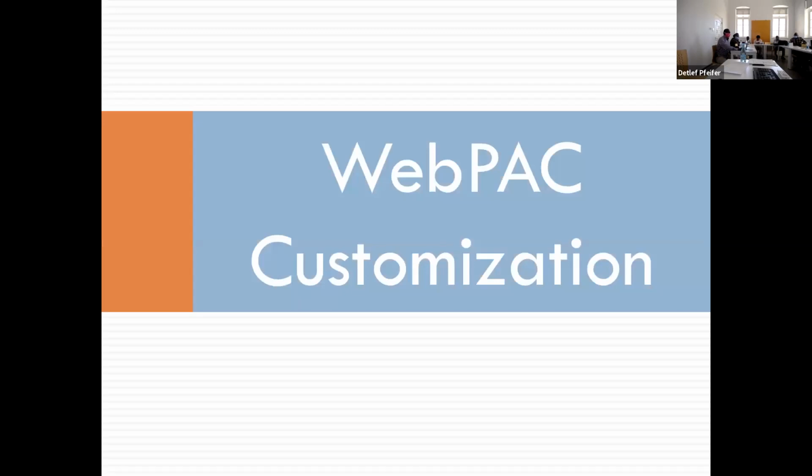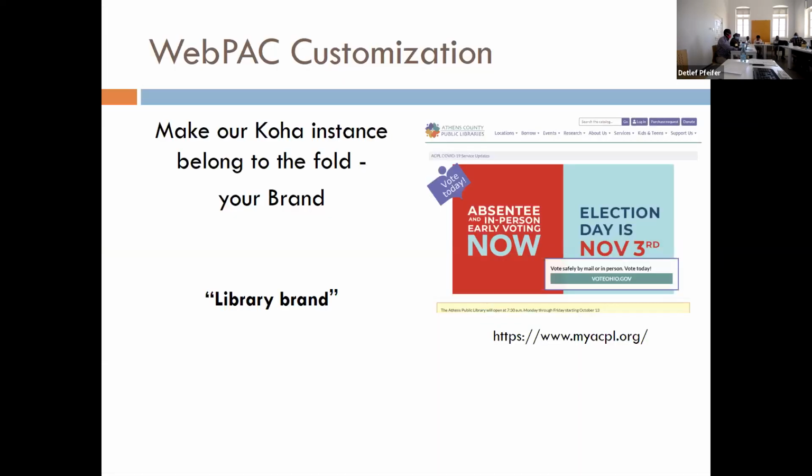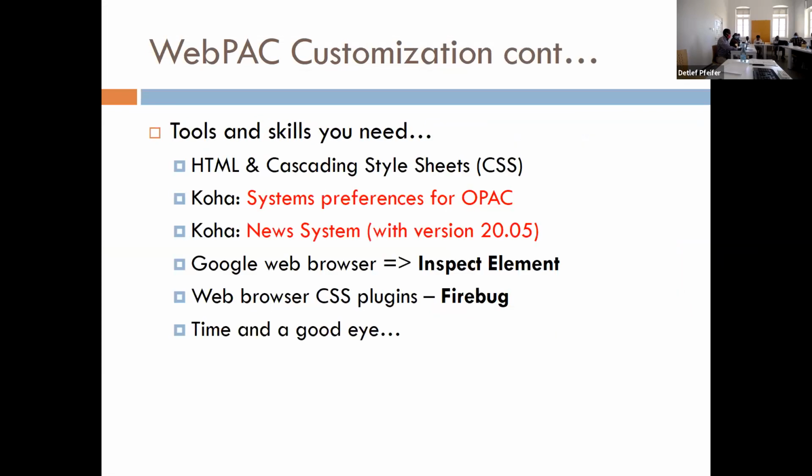Okay, then we come to the customization of the OPAC, the branding. So really, you want it to belong. You don't want to just stay with the default. So what skills, what tools do you need? I think you basically just need to know a bit of HTML and a bit of CSS, which is cascading style sheets, because that's what is used for styling elements.